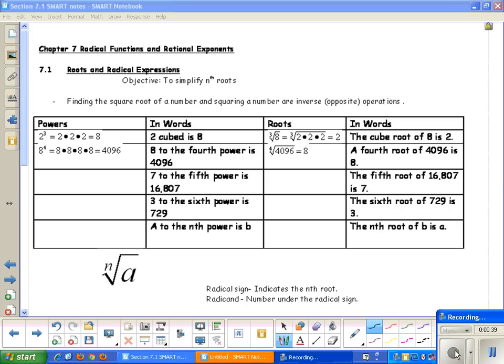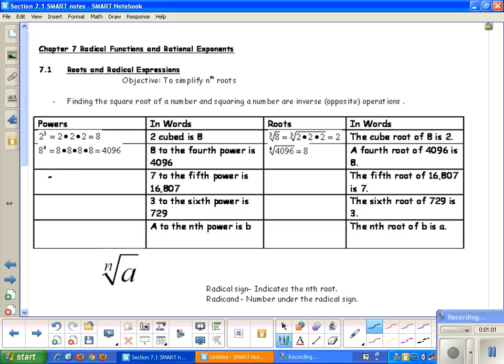equal to 2. If we have 8 to the fourth power, that means we would have 4 8s being multiplied, which is 4,096. And if we take the fourth root of 4,096, we know that it's going to be equal to 8. So why don't you pause the video and see if you can fill out the next ones.